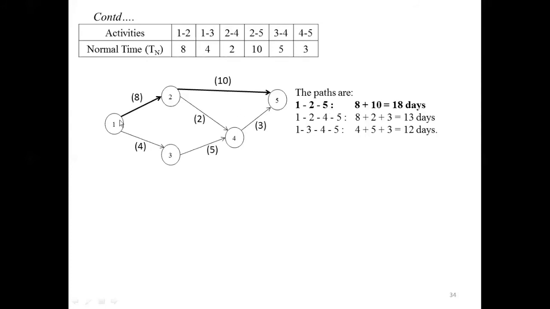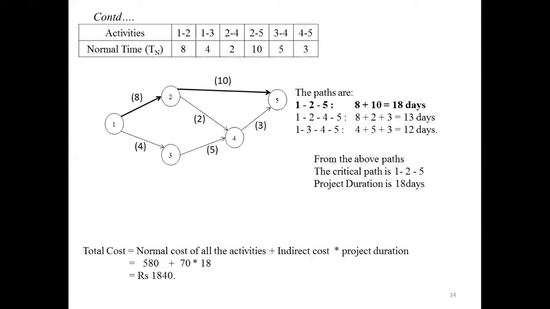And hence you have to show it in a thick line or a double arrow mark, that indicates out of these three paths, the critical path is 1, 2, 5 because the project duration is 18 days, which is the maximum duration. Whichever path has the maximum value, that path we identify as the critical path. After identifying the critical path, we need to calculate the total cost.